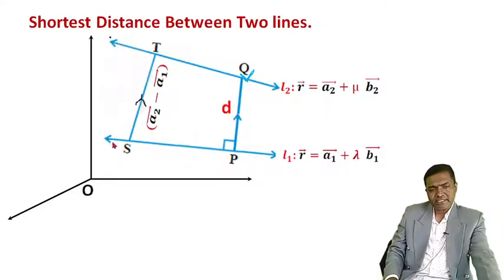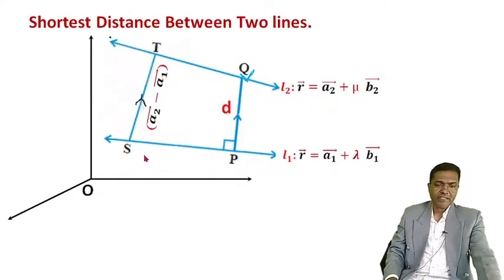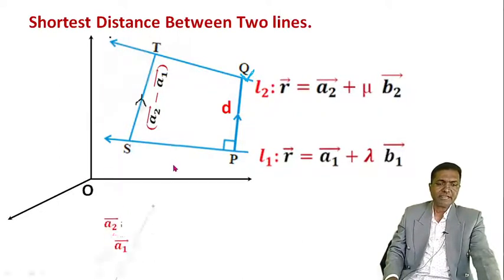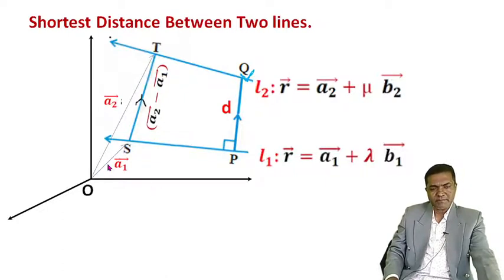I have considered a line L1 passing through a point S and line L2 passing through a point T. L1 is parallel to vector b1. This stands for a line passing through a point whose position vector is a1 and parallel to vector b1. Similarly for L2. So L1 is passing through S. Let us call the position vector of S as a1. So vector a1 is the position vector of S, and vector a2 stands for the position vector of T.